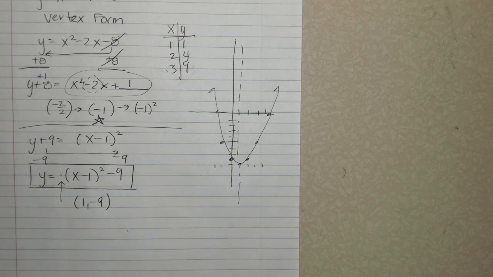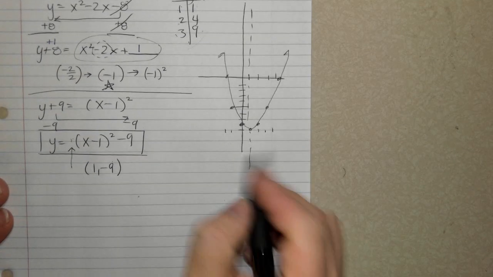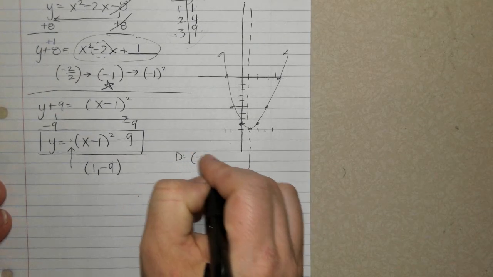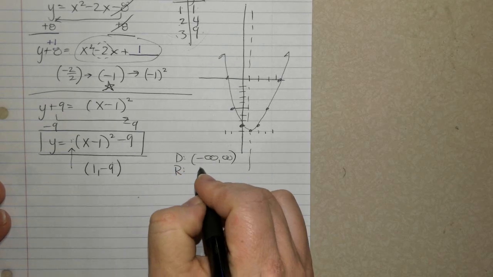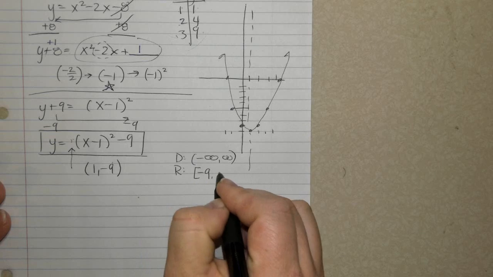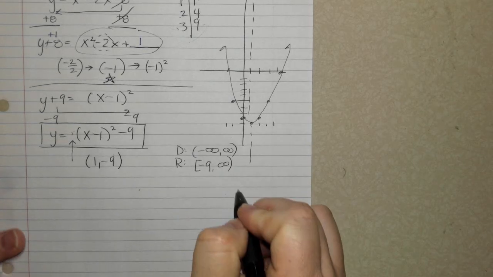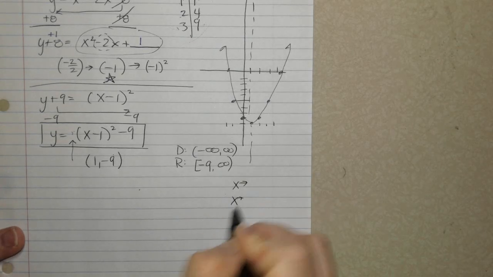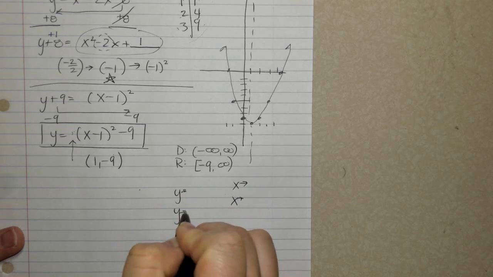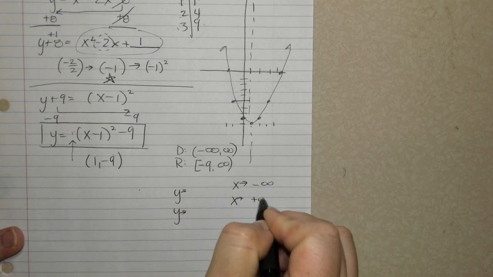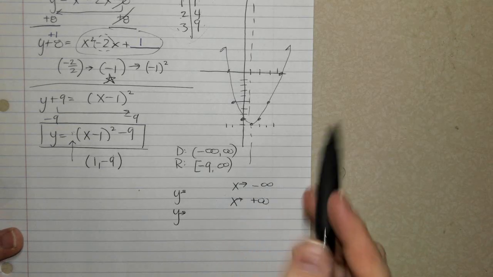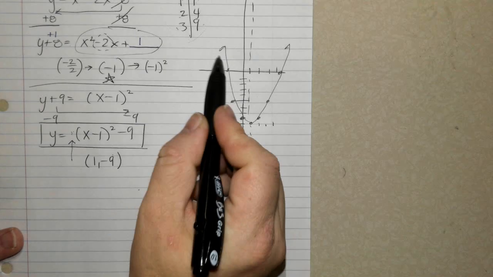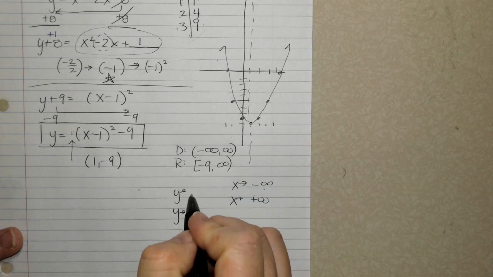The domain and range of this function. The domain is negative infinity to positive infinity. The range goes down as low as negative 9, and it's included, and there's no limit how high it goes. End behavior: as I go to the left, it's going up, and as I'm going to the right, it's going up.